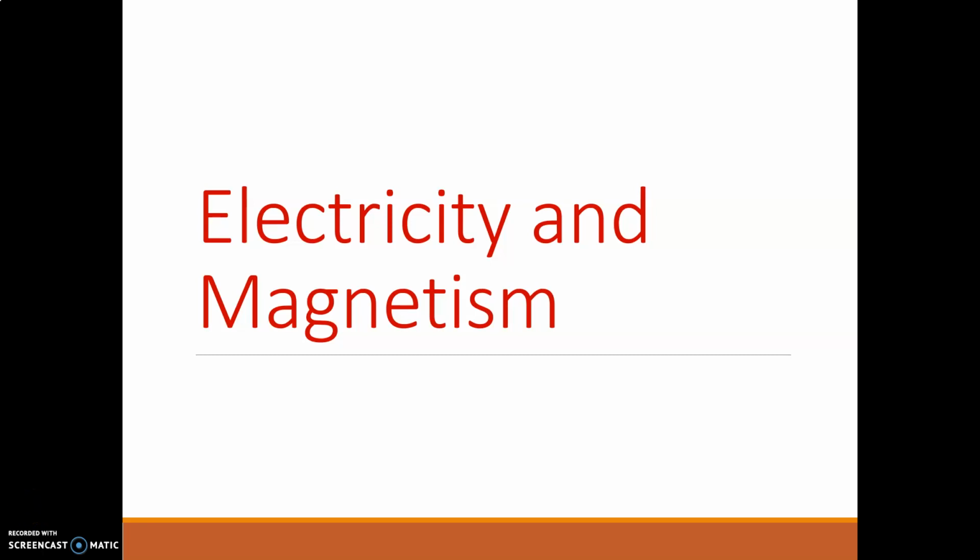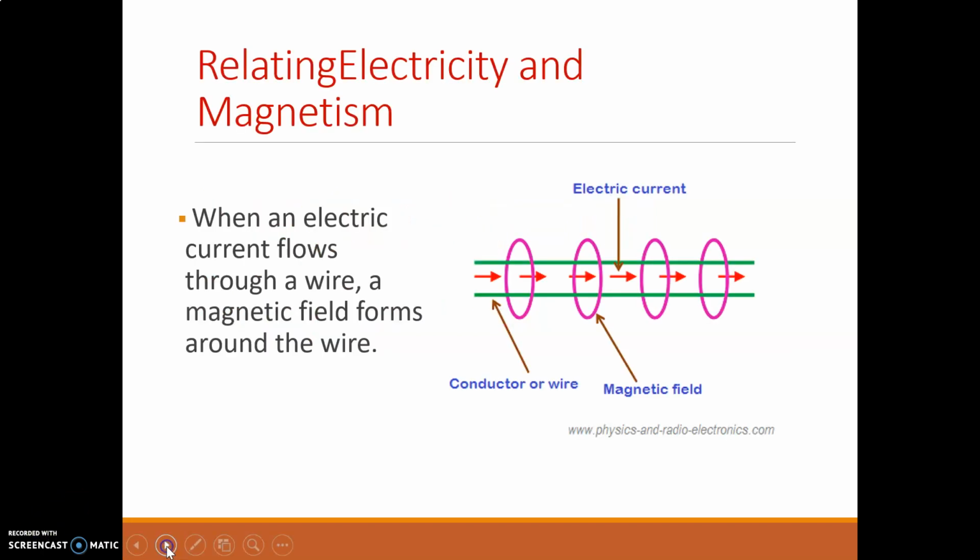All right, so today we're going to be talking about electricity and magnetism and how they relate. So when you run an electric current through a wire, a magnetic field actually forms around that wire.